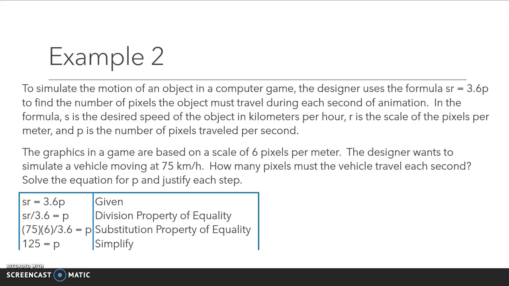Now the last thing I need to do is write this as a normal answer. So I want to say that it's 125 pixels, but notice I don't have enough room here. So I'm going to use the symmetric property to switch the sides of the equation just so that it is able to be written better. So P is 125 pixels, and that is the symmetric property of equality.